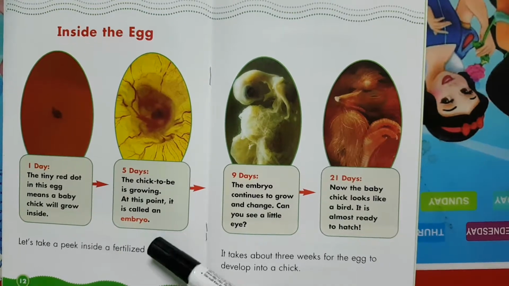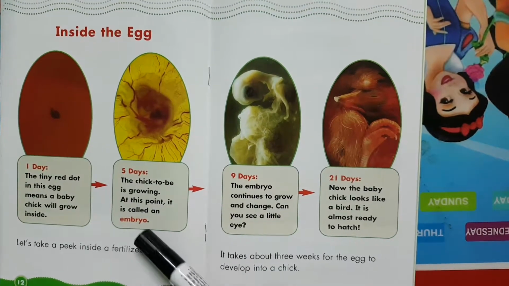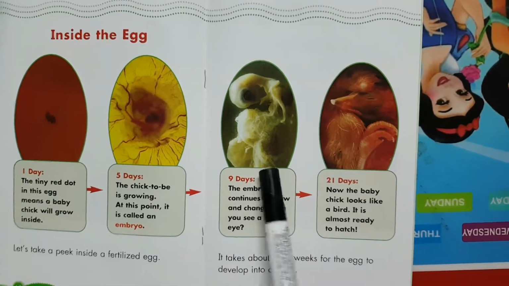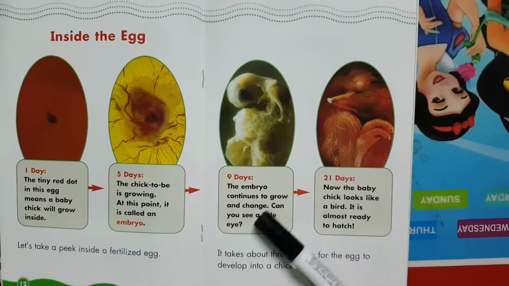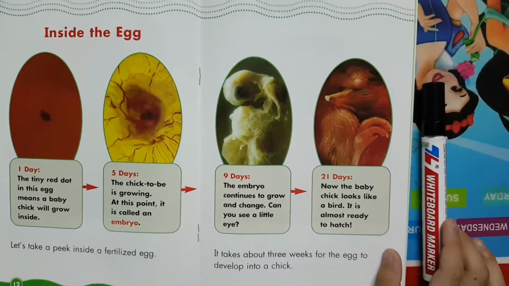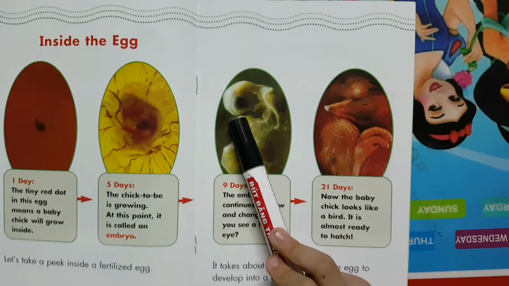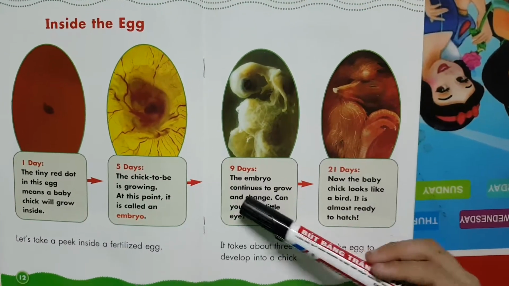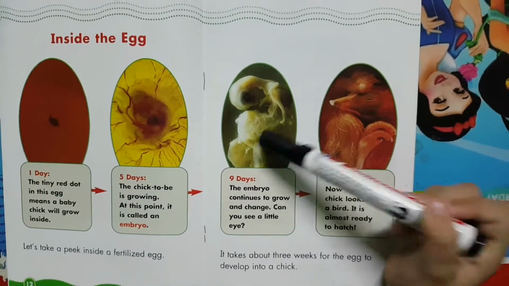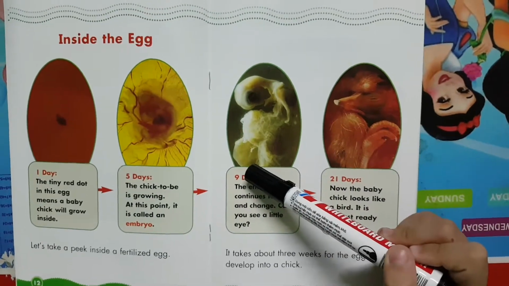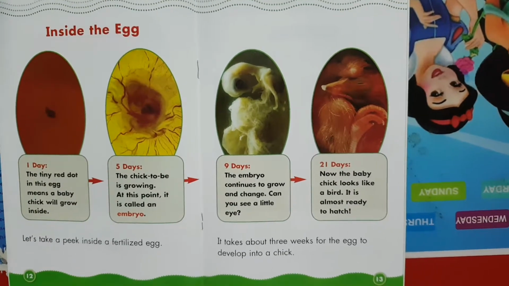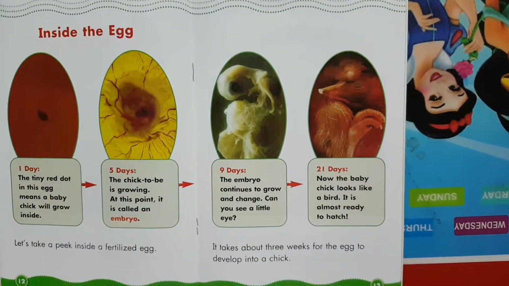At 5 days, the chick is growing. At this point, it's called an embryo. At 9 days, the embryo continues to grow and change. Can you see a little nose here? What is a mouth? I think here. Wings are here. Feet are here. I don't know what animal it is. It's like a monster or a goose.